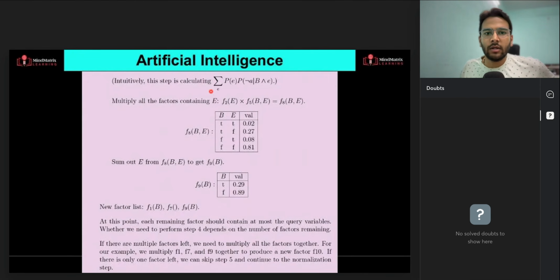Fine. So now we have this thing. What we can do here, P of E is nothing but F2 of E, and this is nothing but F5 of B and E. So basically what you are doing, you are multiplying. Can I say now you can apply the multiply operation on these factors. You have two factors here, F2 into F5. So F2 into F5, if you perform, you will be getting, let's say, F8 of B comma E. So how we are getting this value, F2 of E, and focus on F5 of B and E.